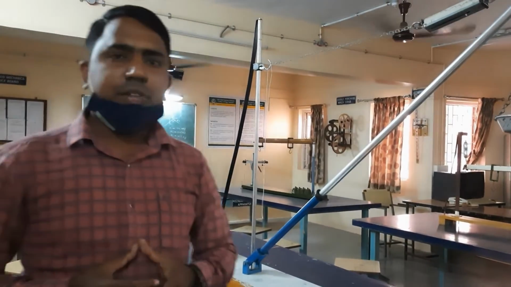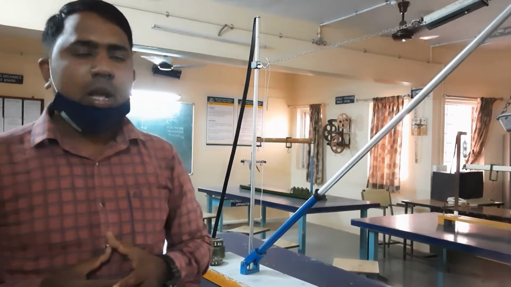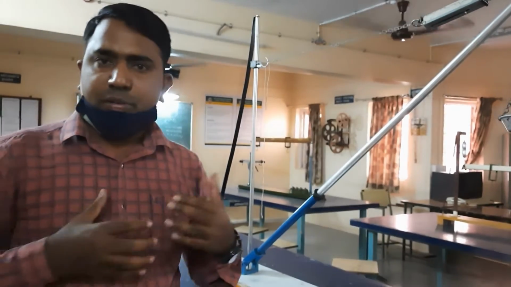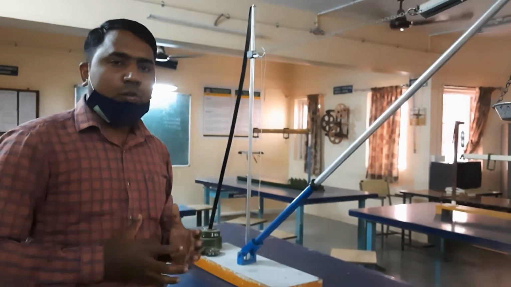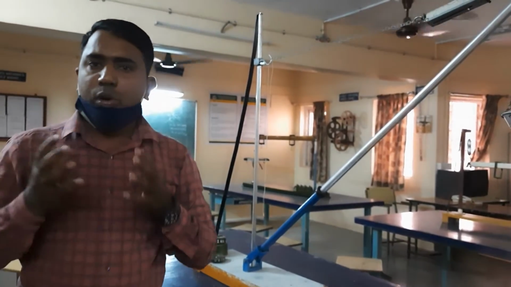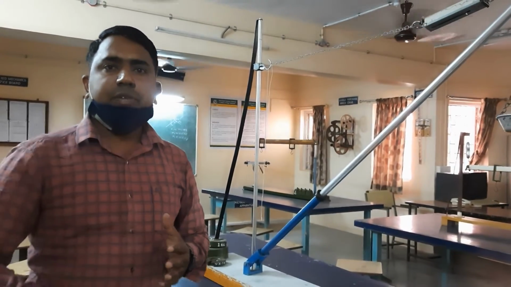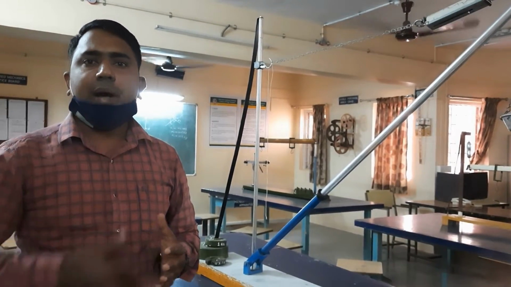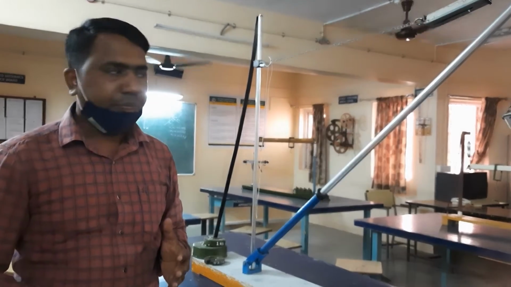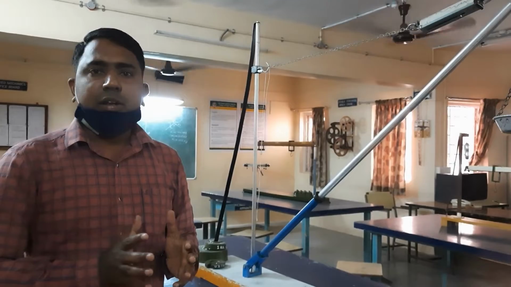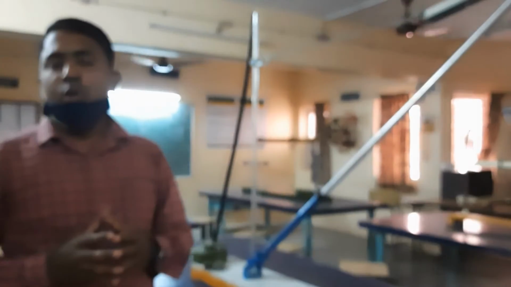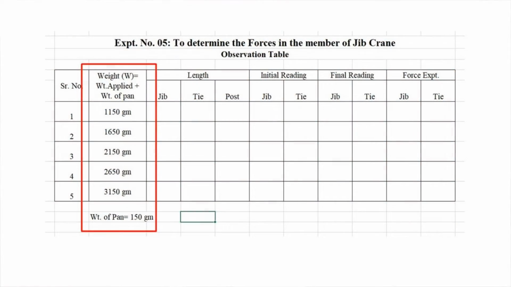The weight of the pan is given, that is 150 gram, and initially we start from a 1000 gram load. For the first reading the load is 1000 gram, and then we increase the load by 500 gram for each reading. So 1000 gram load plus the weight of the pan, for the first reading the load will be 1150 gram. The weight of the pan we have to consider.